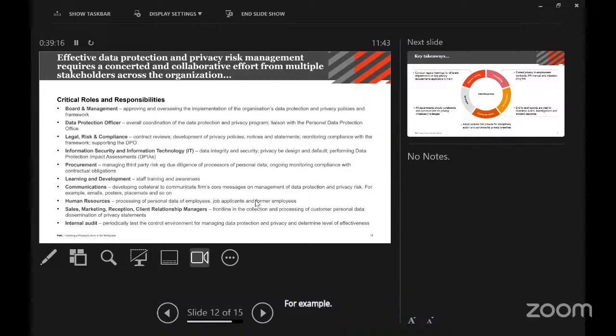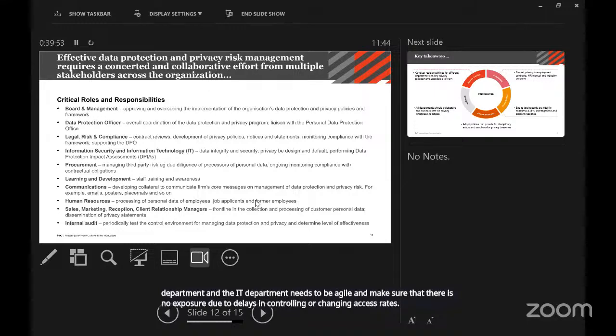For example, when it comes to employees, if you're granted access to the system for purposes of your work, and then your department changes, for example, you're in finance, and now you're moved to, for example, HR, your access to finance information needs to be disabled at that point, and your access to HR given. So access controls by the systems department and the IT department need to be agile and make sure that there is no exposure due to delays in controlling or changing access rights. The same goes for former employees. Once an employee is out of the organization, the IT team, together with the HR team, should be able to stop access at that point.